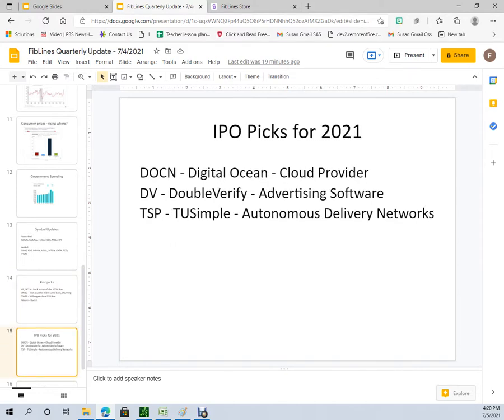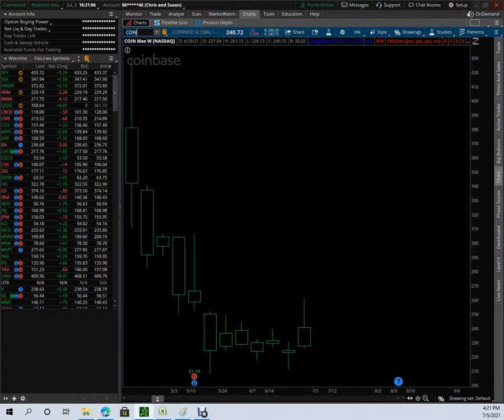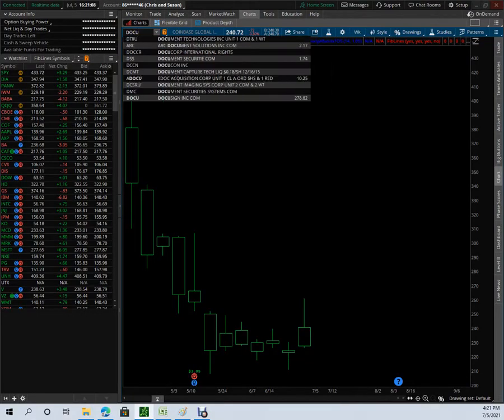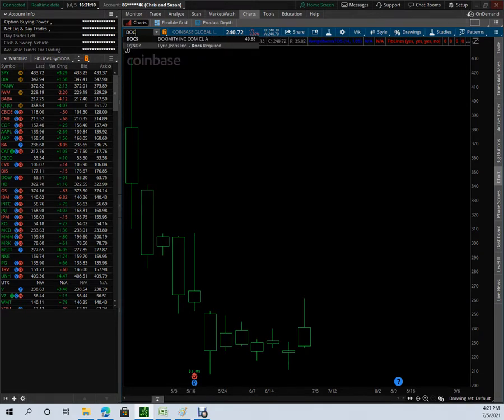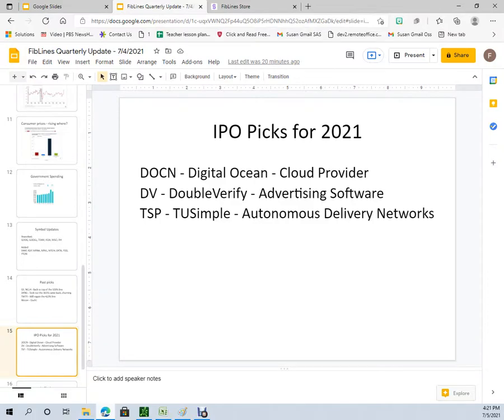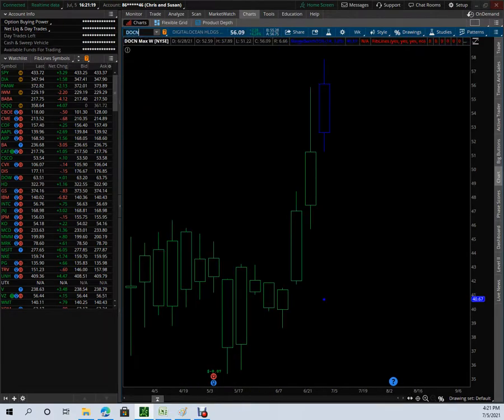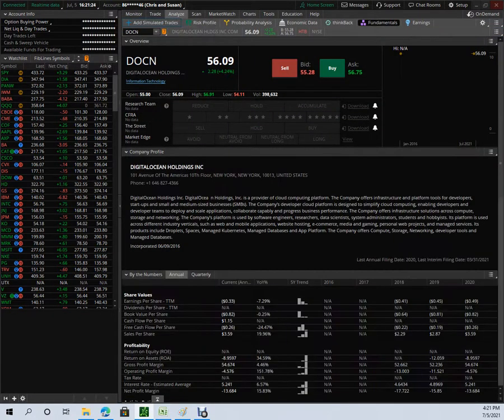Okay, IPO picks for 2021. I went in and looked at the IPOs, sorted them by performance so far, and came up with a couple interesting ones for 2021. Not necessarily FibLines symbols yet, but we have DOCN, DigitalOcean, cloud software provider for small companies. Looks pretty promising here.